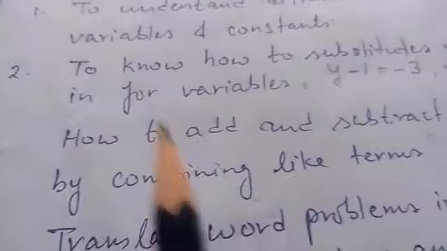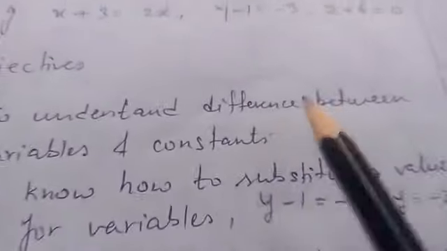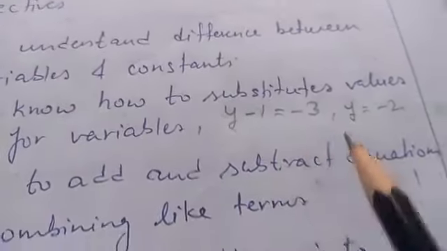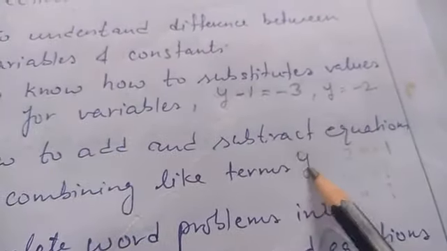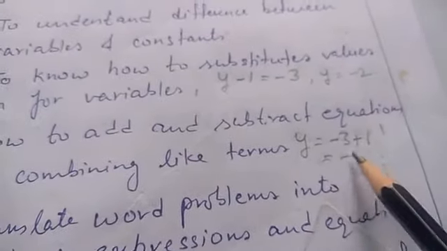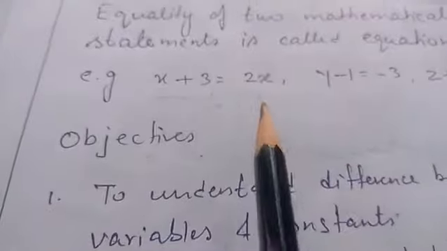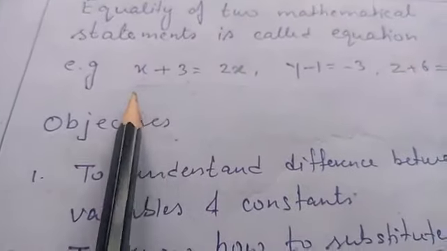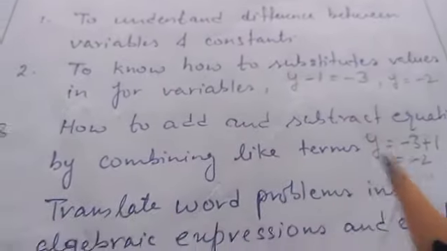Now the third point: how to add and subtract by combining like terms. Let me take the same example. I can bring this minus 1 to the other side, and it will become plus, so it will become minus 2. So here we are combining constants. Similarly, if I bring this 2x to this side, it will become minus 2x. So x minus 2x combines the variables, and the others are constants. That is how to add and subtract.